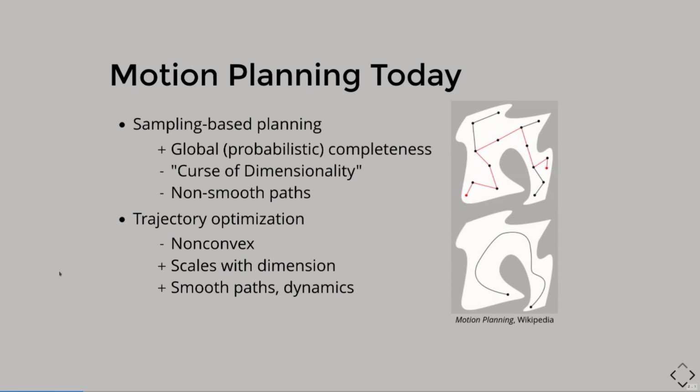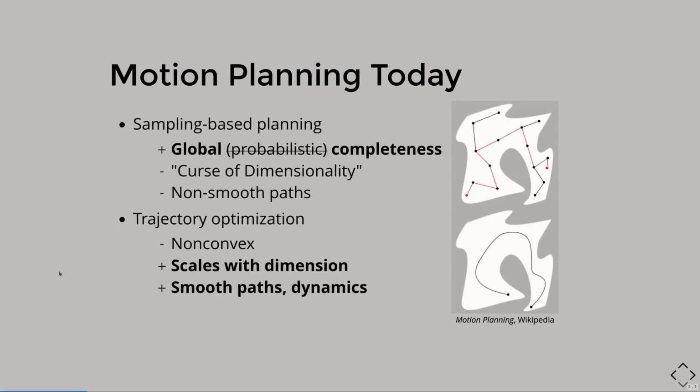The second main category is trajectory optimization. By encoding the motion planning problem in optimization form, it's possible to add all manner of costs and constraints, making it straightforward to handle dynamics and produce smooth paths. Such methods also scale well with dimension, but the problems are inherently non-convex in all but the simplest cases, so global optimality, or even feasibility, is far from guaranteed.